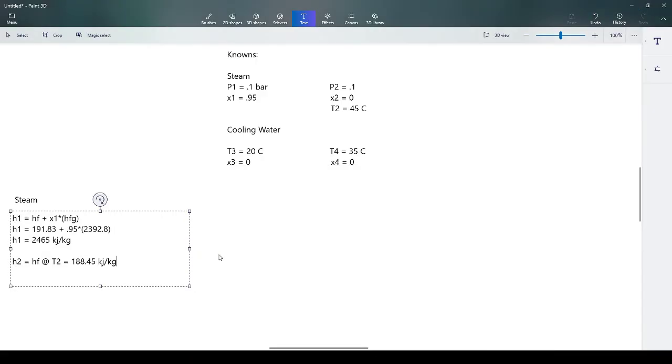Yep, okay. So what I've said here is that the enthalpy of 2 is equal to the enthalpy of the liquid value looked up at the temperature, not the pressure. So HF at T2 is equal to this. We've now found everything we needed to know about this. Fair enough, straightforward. Now, let's move into the water. So let's do cooling water.